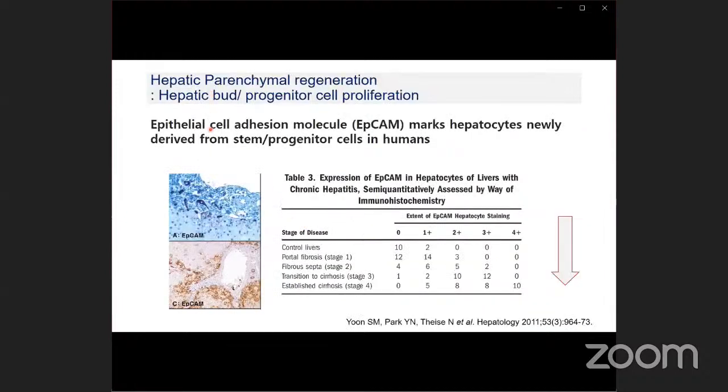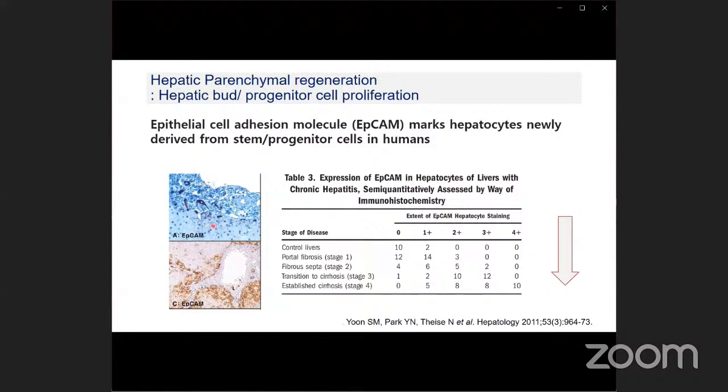We studied EpCAM-positive hepatocytes, a newly developed young hepatocyte derived from liver progenitor cells in human livers. Here is the EpCAM staining in portal fibrosis stage 1 and cirrhosis in stage 4. And we compared EpCAM-positive cells.